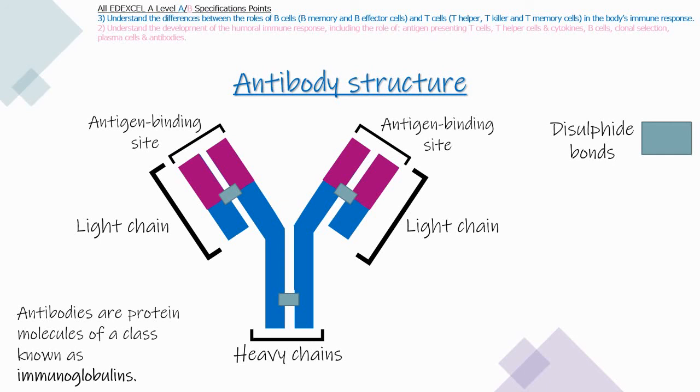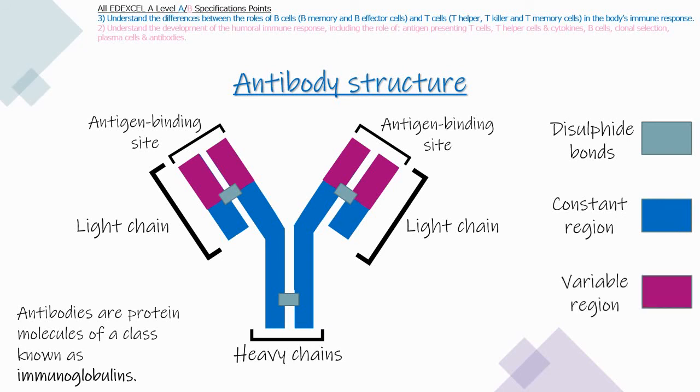We have the constant region, which remains the same in all antibodies. We then have the variable region, which changes specifically for different antigens.